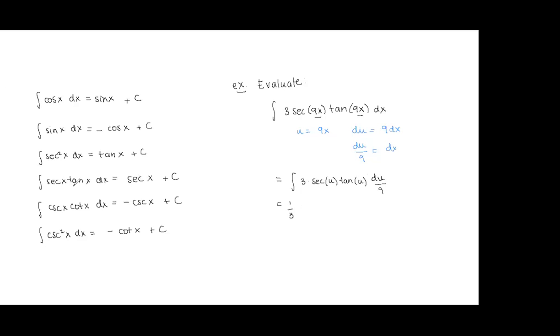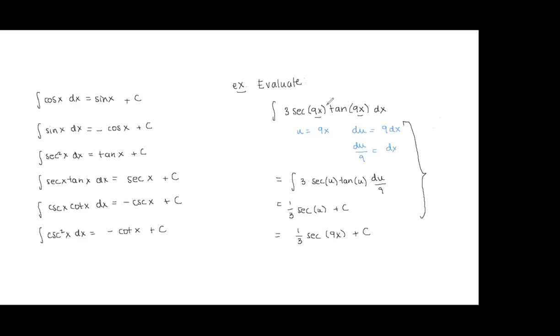At this point, I can actually use the rule that we found last time, which tells me that this is going to be secant of u plus c, which means that I can now back substitute u and write this as 1/3 times secant of 9x plus c. Okay, so this is like using the whole substitution. So this is my whole substitution.